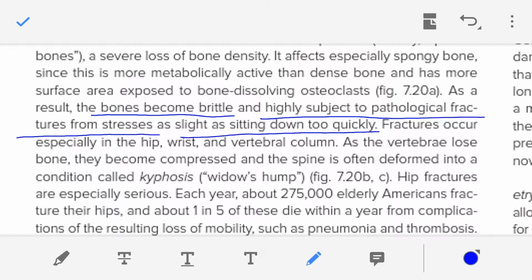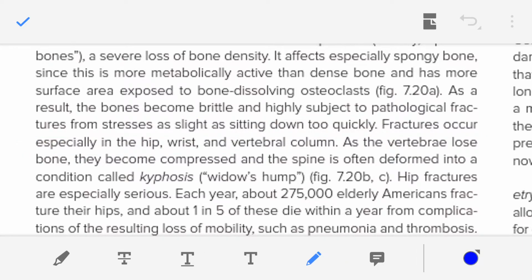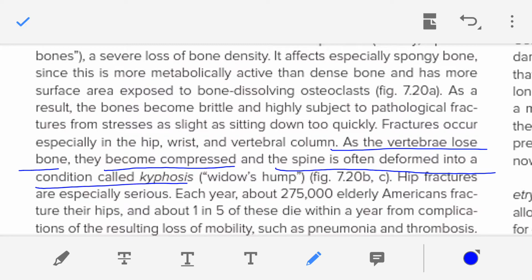Now, fractures occur especially in the hip, in the wrist, and the vertebral column. As the vertebra lose bone due to osteoporosis, the vertebra become compressible and the spine is often deformed. That means the shape of the backbone or the spine is changed. This condition is known as kyphosis, also known as widow's hump.